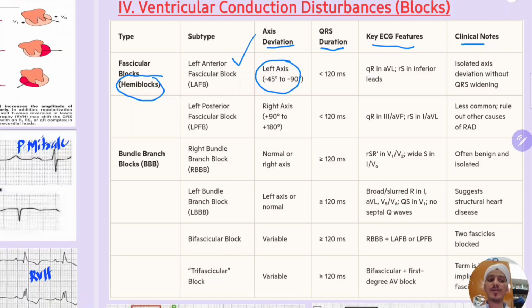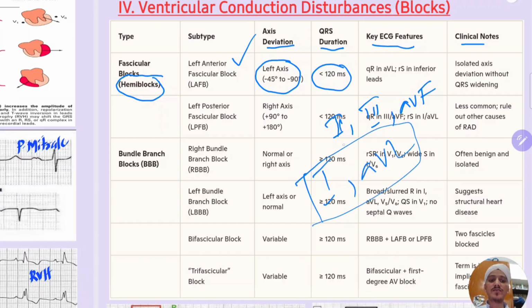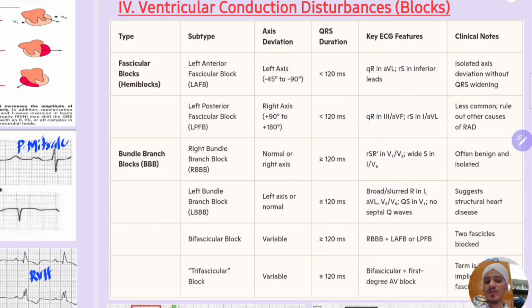When there is left anterior fascicular block, there is left axis deviation, but the QRS duration will be less than 120 milliseconds. This is important. You should always remember, when you are evaluating hemiblocks, which leads to see. You should see the inferior leads, that is 2, 3 and AVF. Along with the inferior leads, you should see 1 and AVL, these are lateral leads. You should see these whenever there is a bundle branch block.